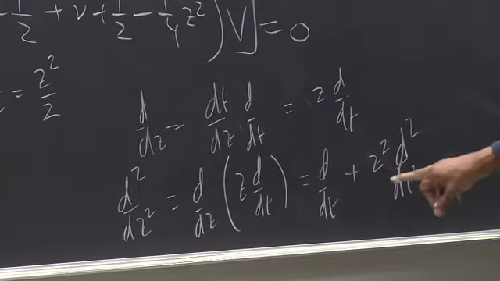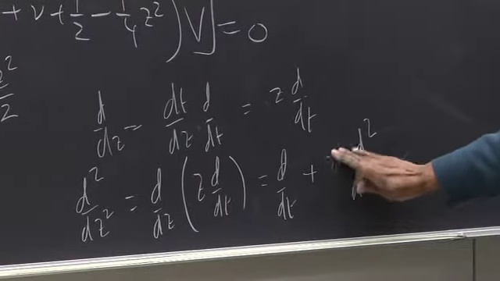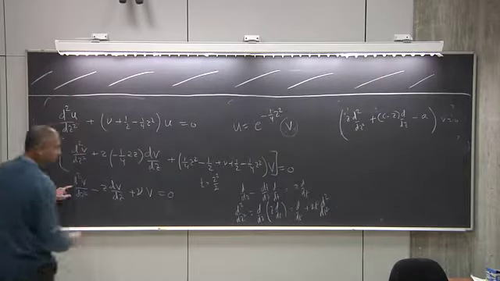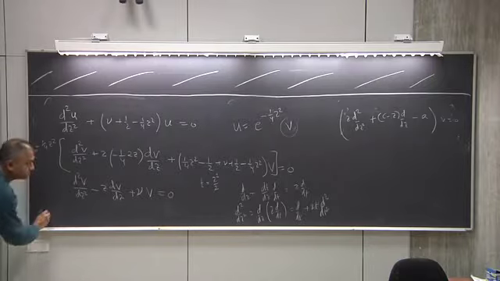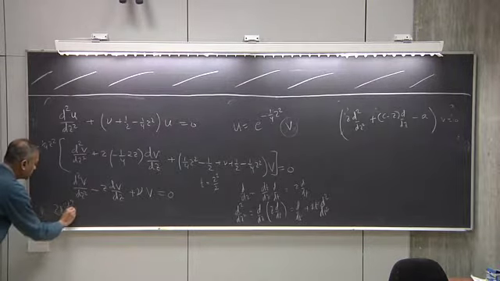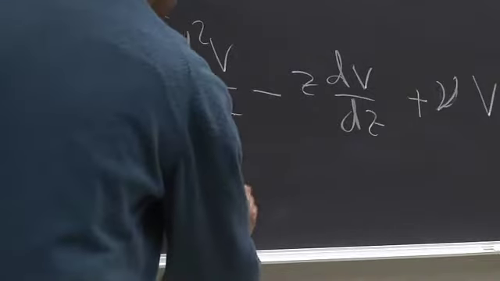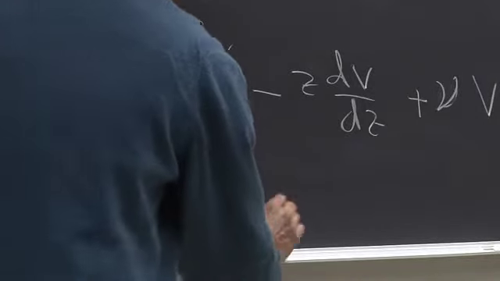Now z square is 2t, so I can as well write it as 2t. So that's the equation. Let's substitute. From the first term you get 2t d2 by dt2 plus d by dt.